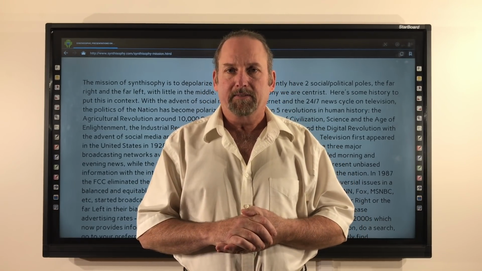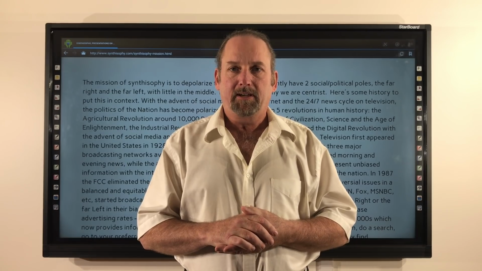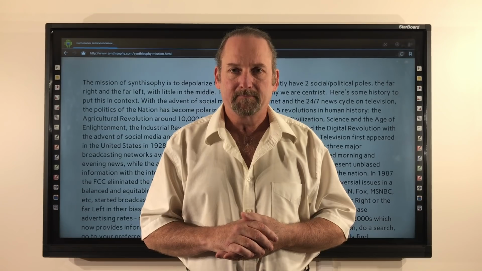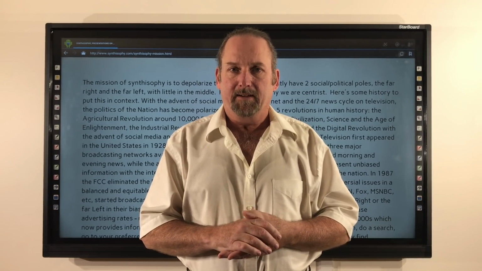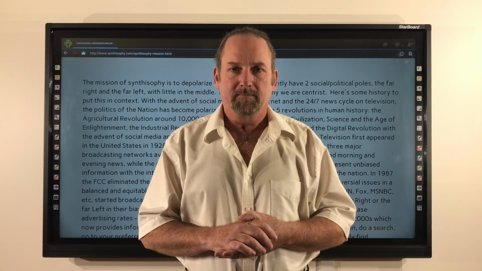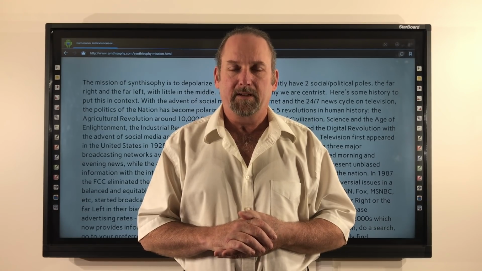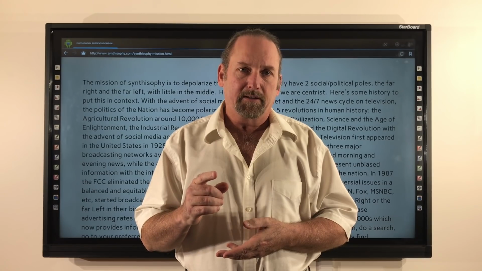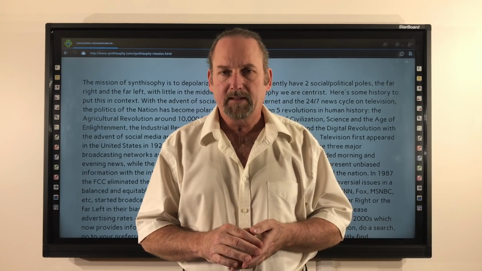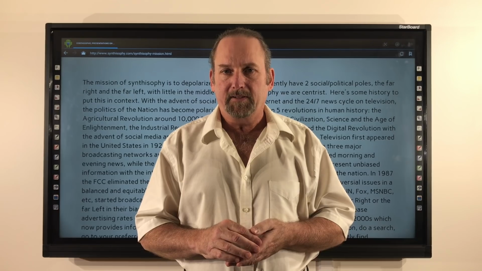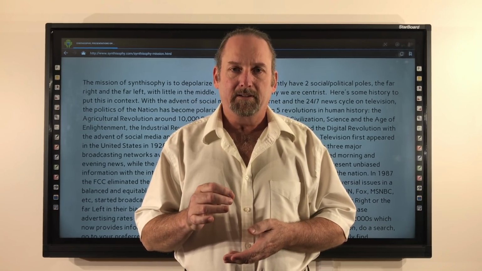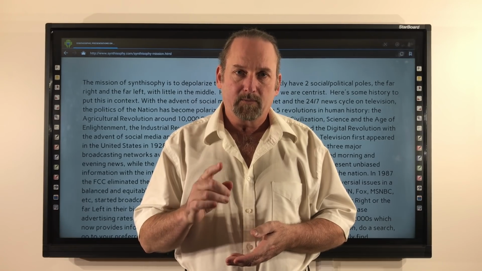Citizens are the crux of democracy. An educated and well-informed citizenry is vital for the survival of a democratic republic. As Benjamin Franklin said after exiting the Constitutional Convention and was asked what sort of government the delegates had created, his answer was, "We've given you a republic. Can you keep it?" The mission of Synthisophy is to depolarize the nation and to answer Franklin's question in the affirmative. Yes, we can.